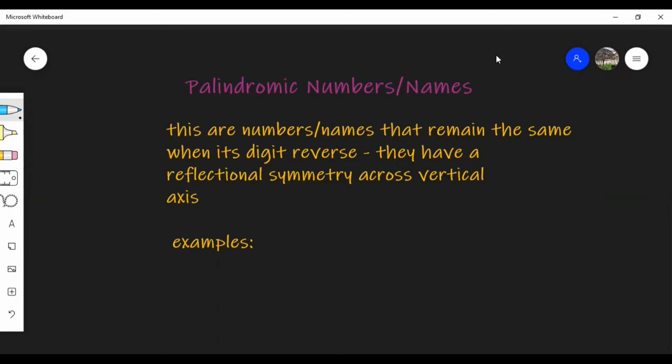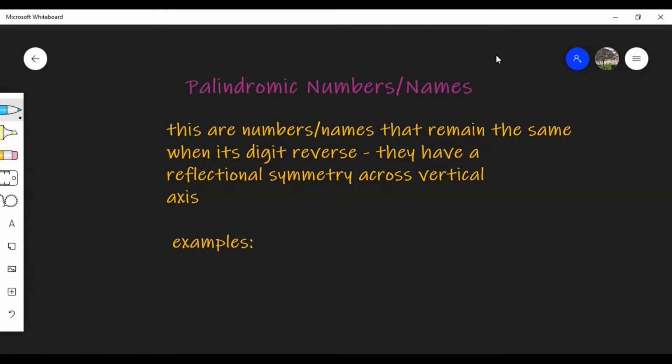My main objective is to show you how palindromic numbers are generated and what kind of numbers create palindromes. Now, you may be wondering, what are palindromic numbers? Palindromic numbers are numbers or names or words that remain the same when their digits are reversed. That means they have a reflectional symmetry across a vertical axis.